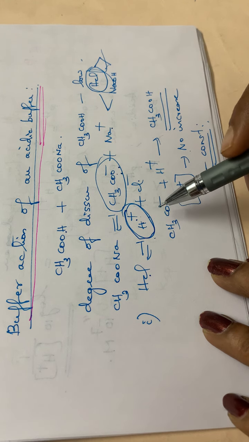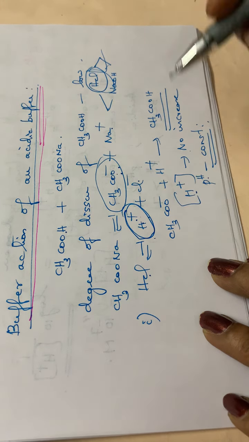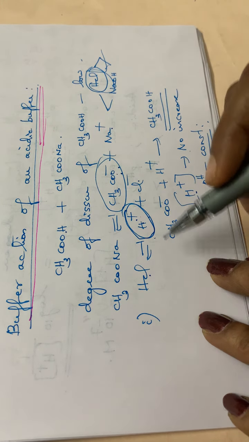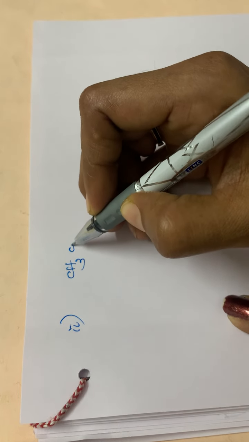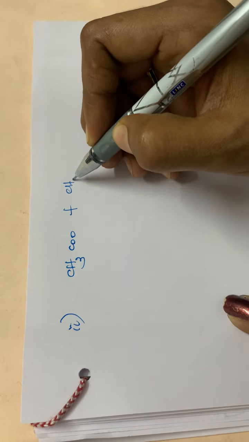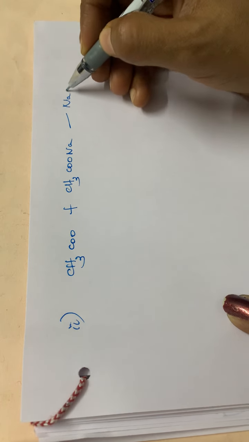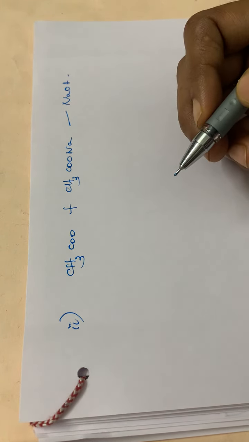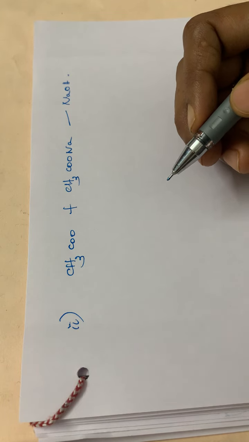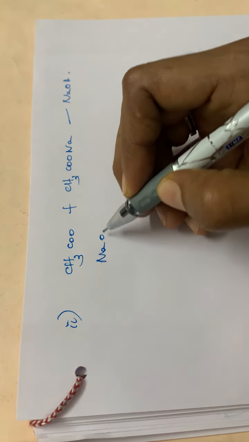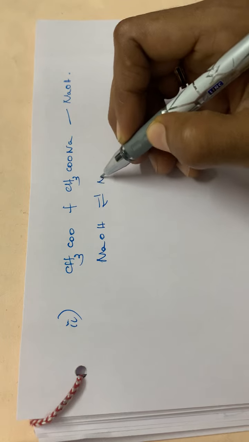Then suppose we are adding a small amount of NaOH, that is the second part. So acetic acid plus sodium acetate, CH3COONa. To this we are adding NaOH. That is the second case. So again, NaOH will be ionizing as Na plus and OH minus.